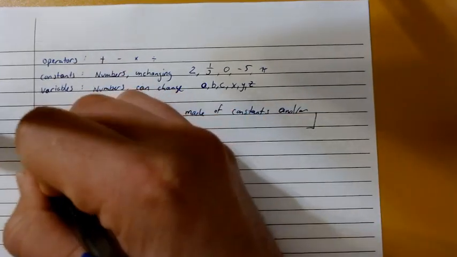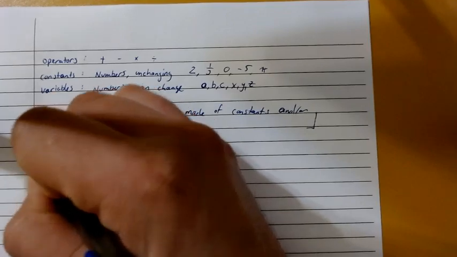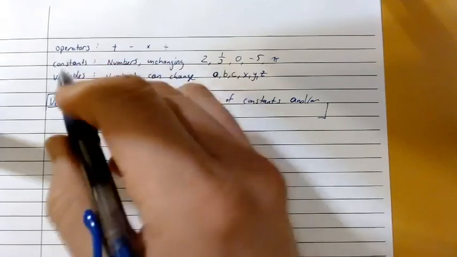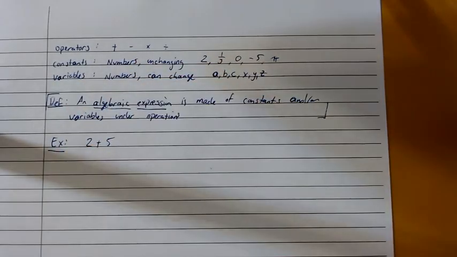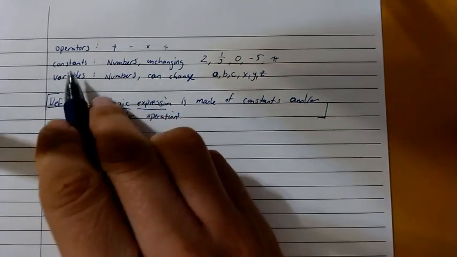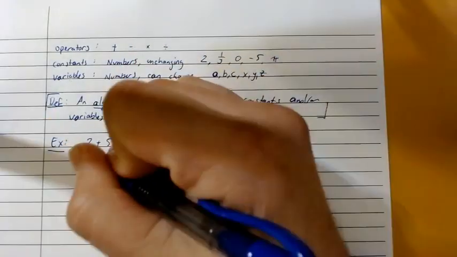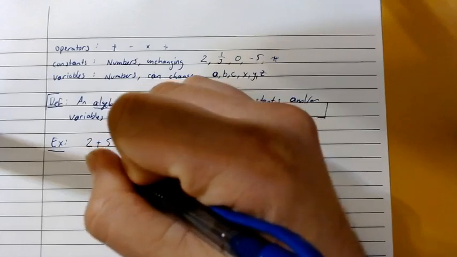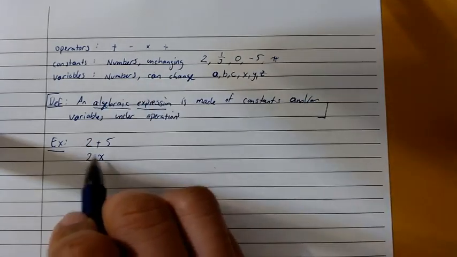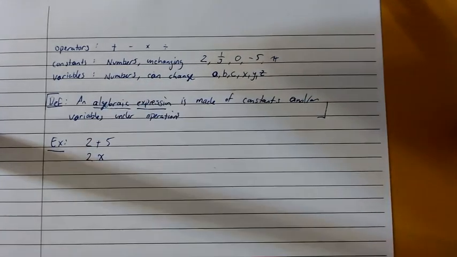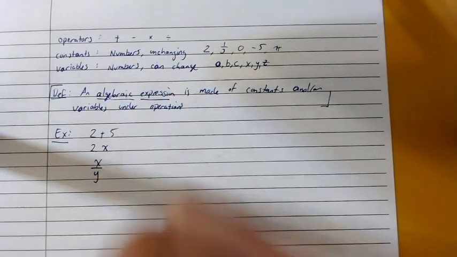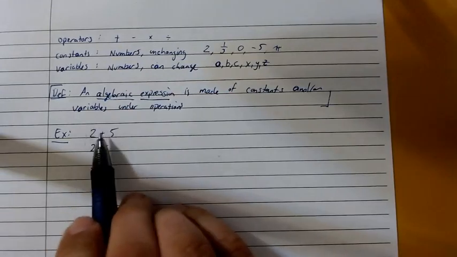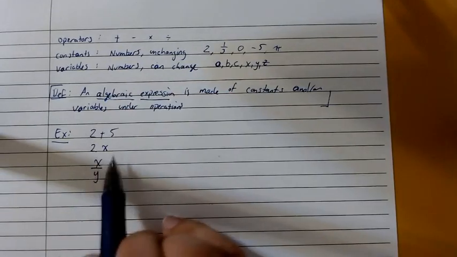So examples of algebraic expressions are something like, well, as I mentioned, you can take two constants, 2 and 5, and add them together. That's an algebraic expression. You can take a constant and a variable, 2 and x, and multiply those together. Right? That is 2x. Or you can take two variables, x and y, and you can divide those. So it can either involve constants or variables or a combination of both.